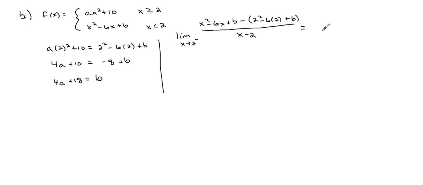What does this have to equal? The limit as x approaches 2 from the right, which is the derivative from the right. f of x, ax squared plus 10, minus f of 2, a times 2 squared plus 10, all over x minus 2. Okay, now we have the limit as x goes to 2 from the left. Now, it's going to be a little bit of simplification, but that's okay.